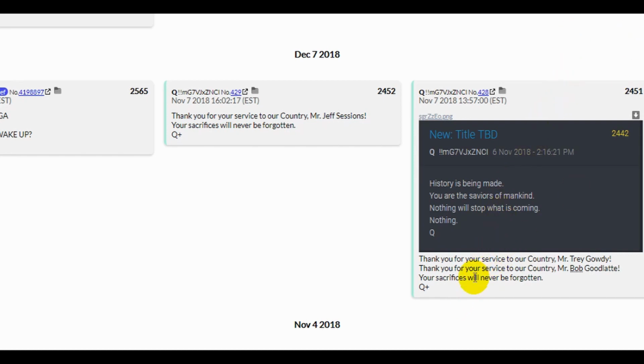It could be looked at as some sort of inside joke where he's giving homage to people in the past at their own time, and they don't really know it's someone from the future. November 7, 2018, same thing. Thank you for your service to our country, Mr. Jeff Sessions.